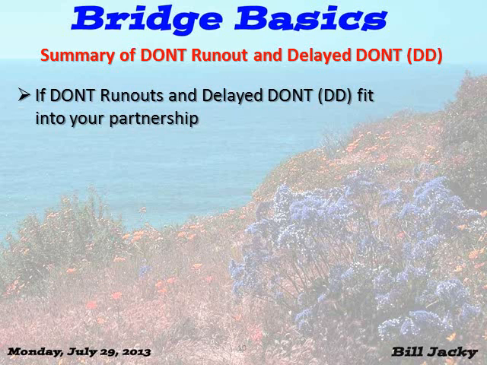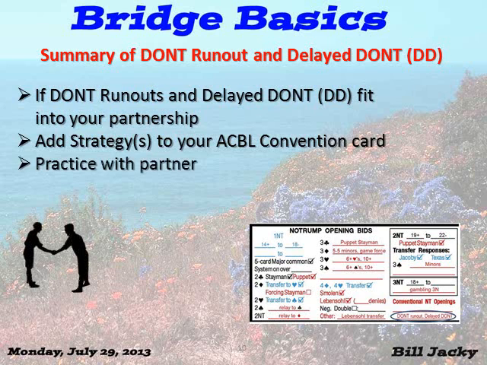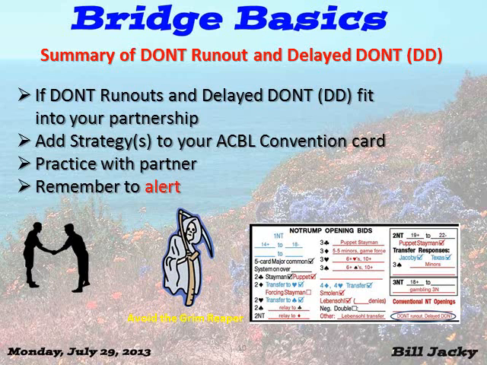If don't run outs and delayed don't do fit into your partnership, then here's what you should do. Add the strategy or strategies to your ACBL convention card. Look down below where you're going to put it. Practice with your partner. Be sure he's on the same page as yourself. And remember to alert. These are all alertable. And lastly, avoid the Grim Reaper. You can really go for a number on these 1-no trump doubled contracts. I don't know anything I need to add about don't.